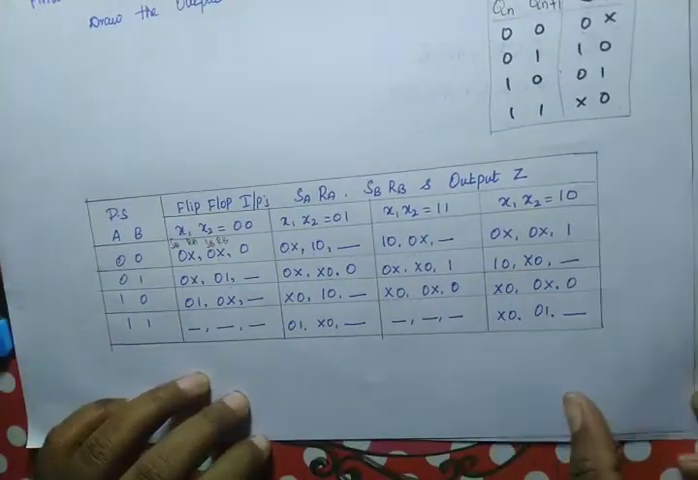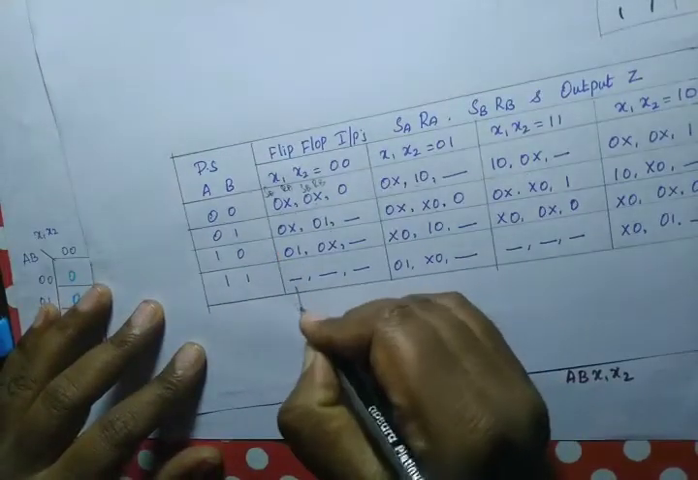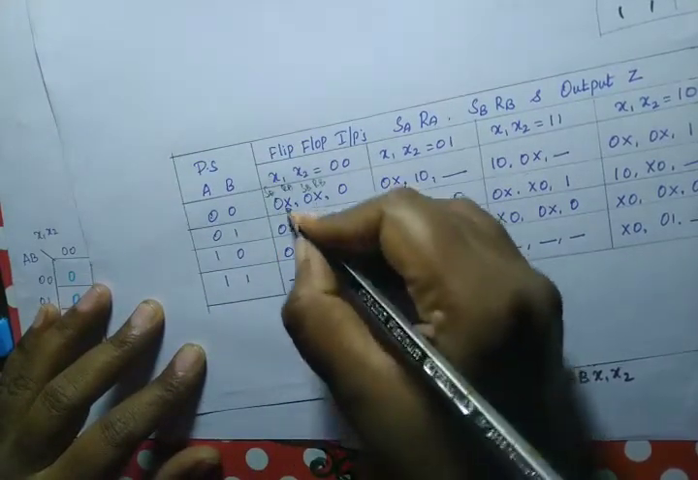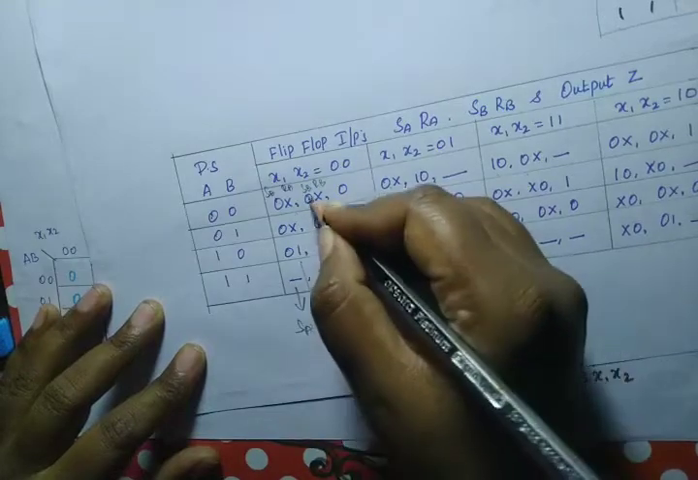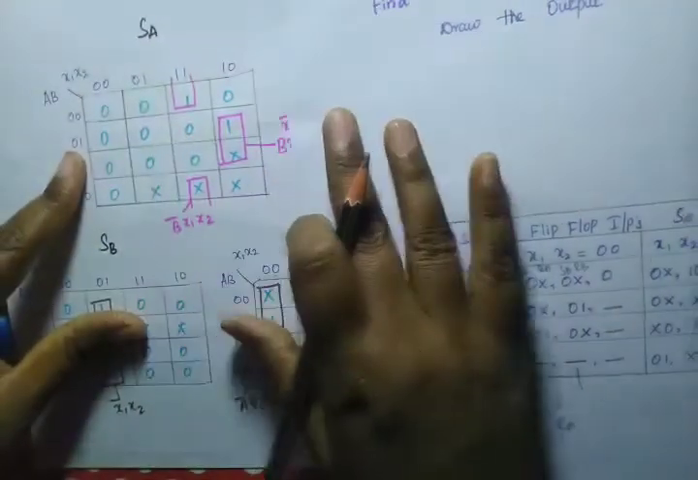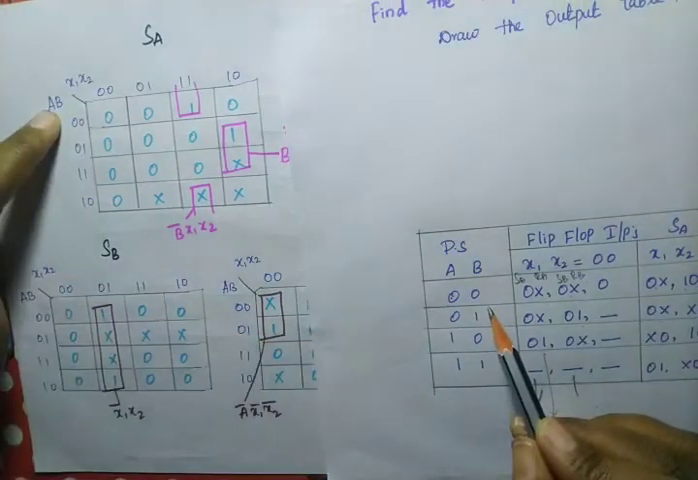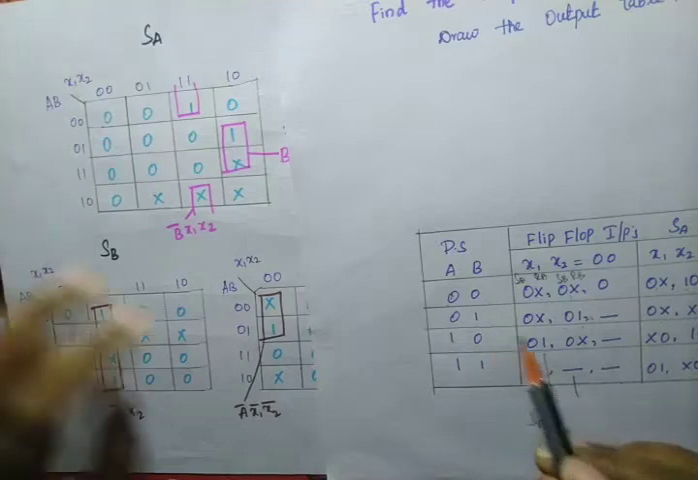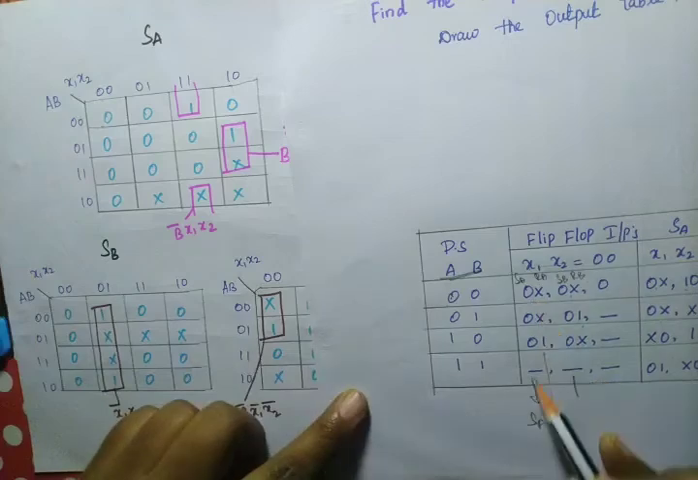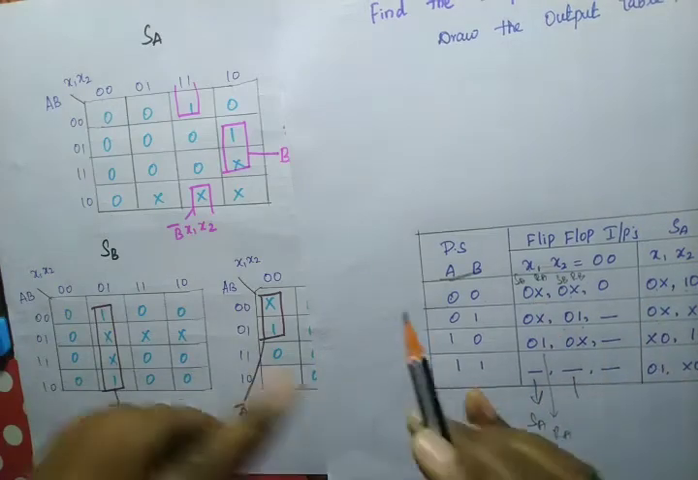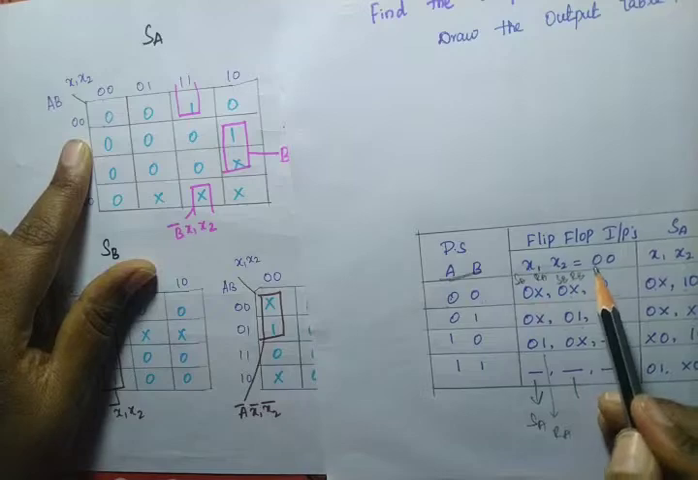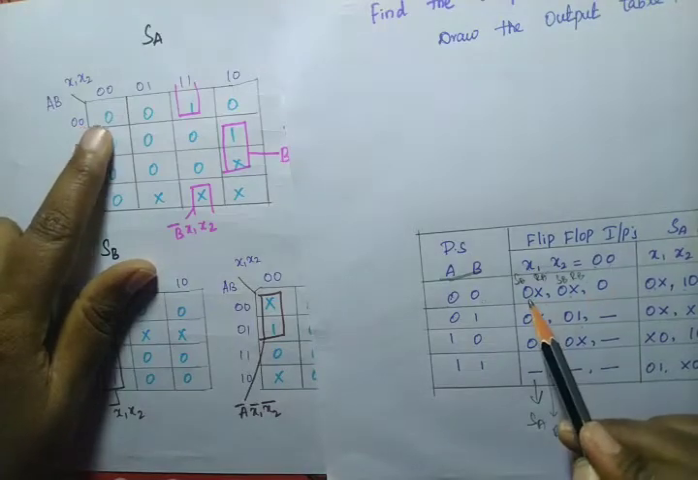After filling this table, this is for SA, this is for RA, this is SB, and this is RB. So we have to draw the K-map for this. See, this is SA, isn't it? This is the K-map for SA. Here we have AB, and here x1 x2. Now we have to check only the A values. When AB is 0 0 and x1 x2 are 0 0, the input is 0.